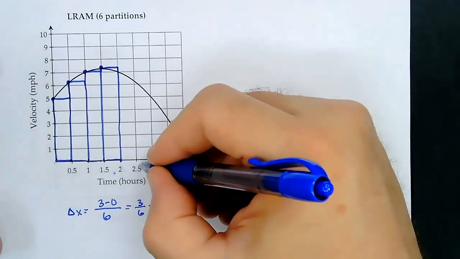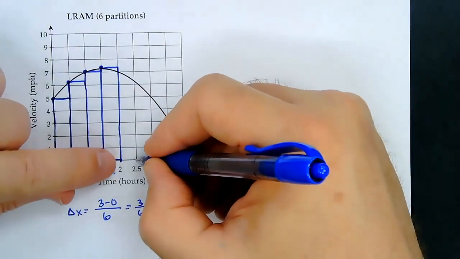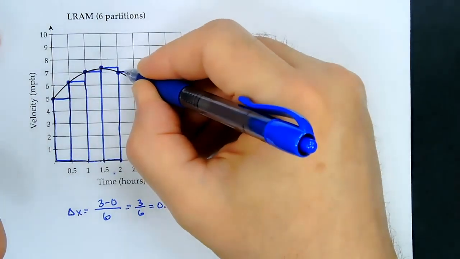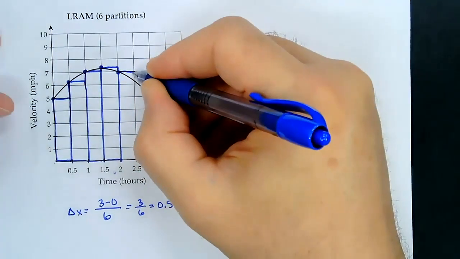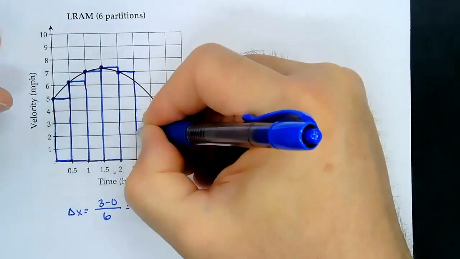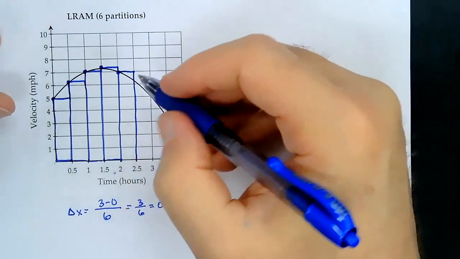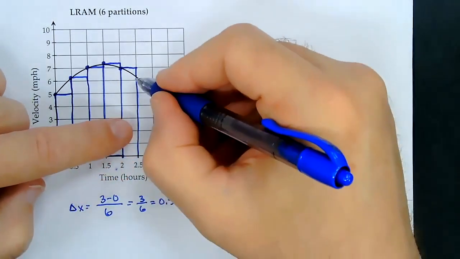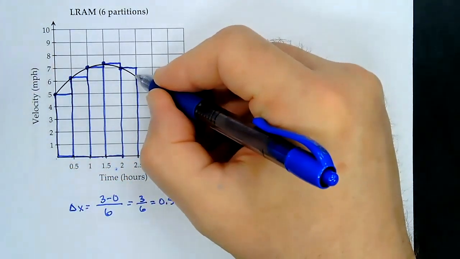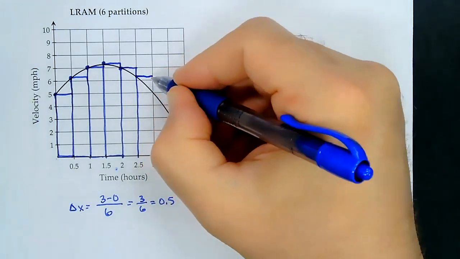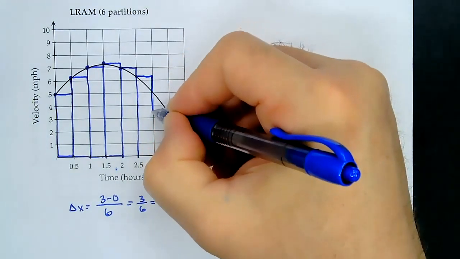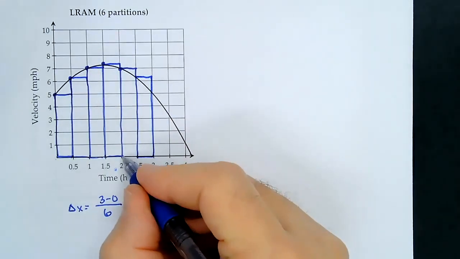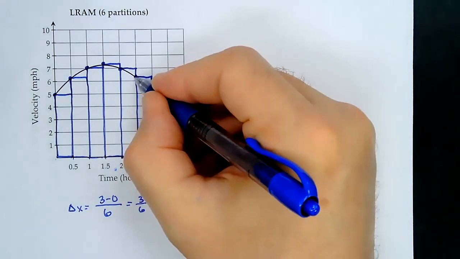Then 2 to 2.5, and we're going to draw it until the left side hits the curve. That would be this point right here. We're going to go across and down. And then from 2.5 to 3, that'll be our 6th one. We're going to stop it right here and then go across and down. And so that'd be the point right here.